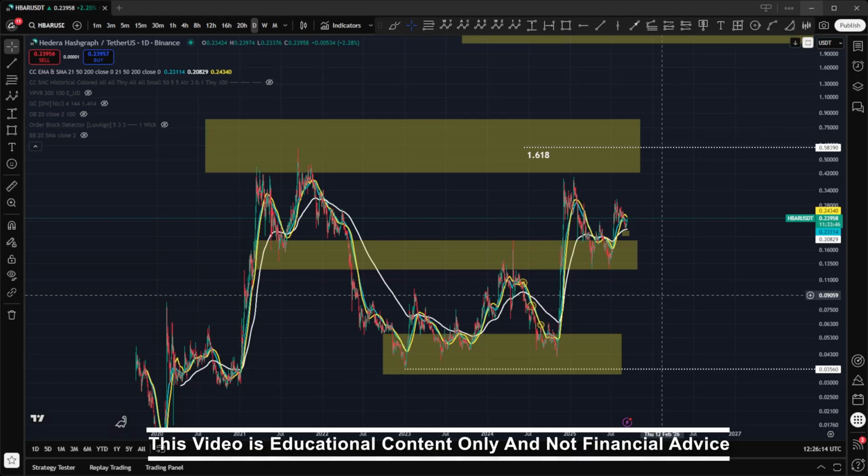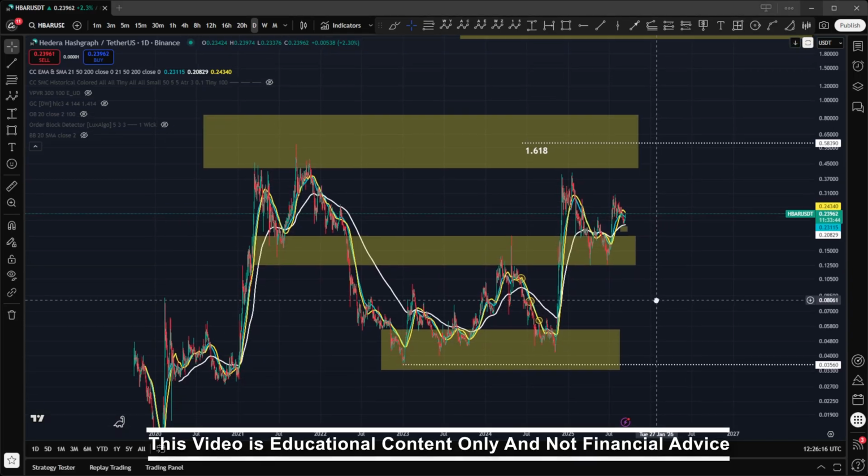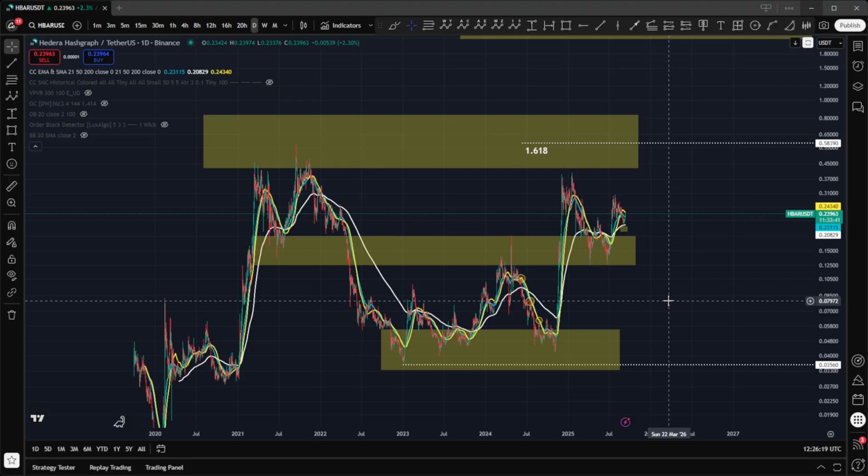Okay guys, today we're going to be taking a look at HBAR. We're going to be doing some technical analysis, sharing my thoughts and opinions as to where I think this price action could be going.